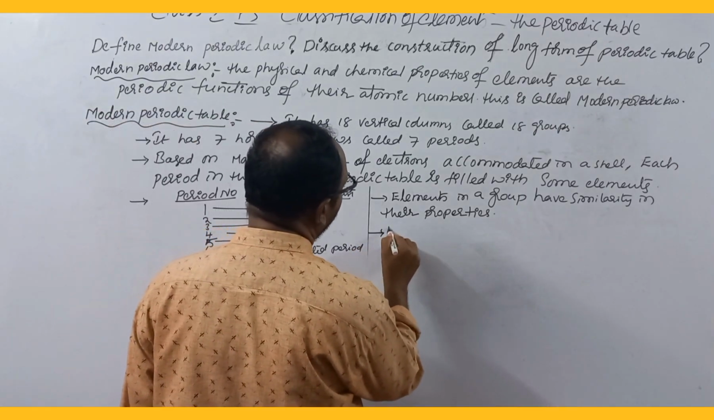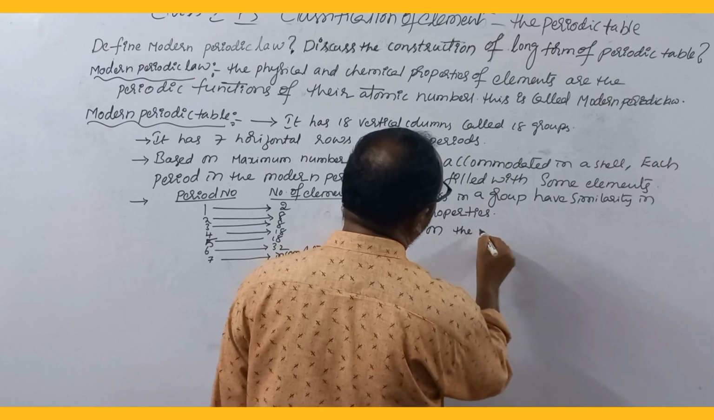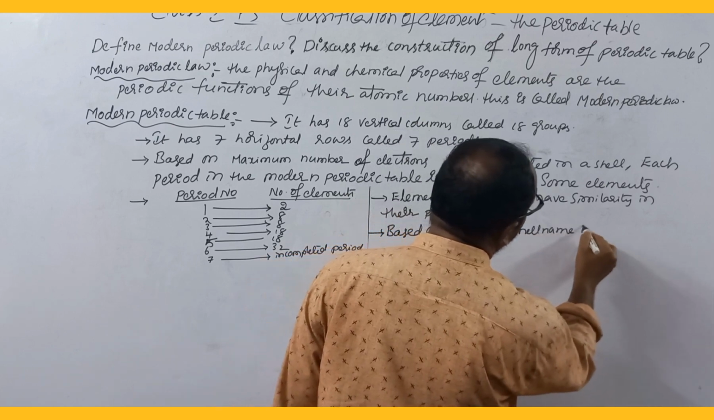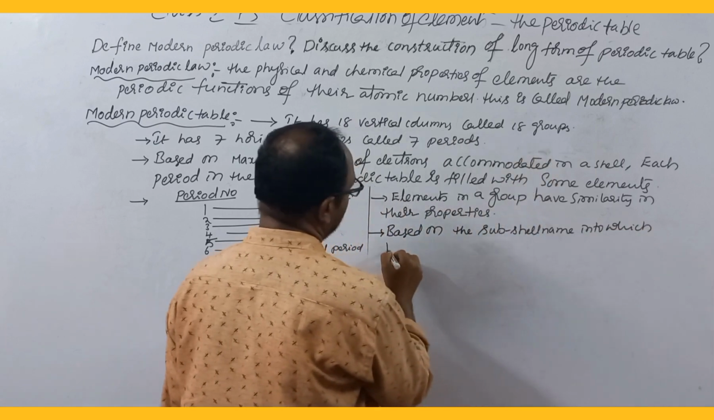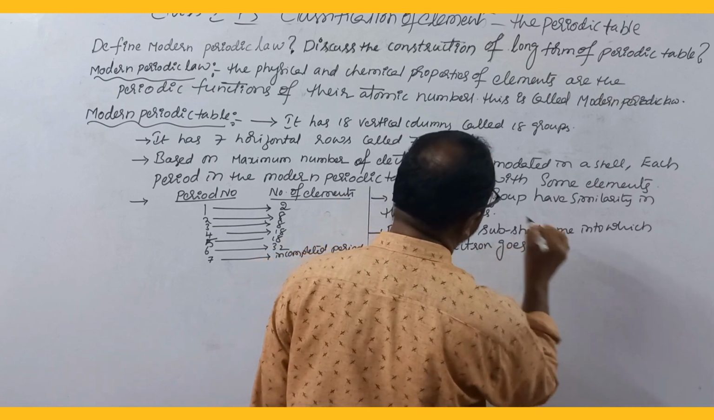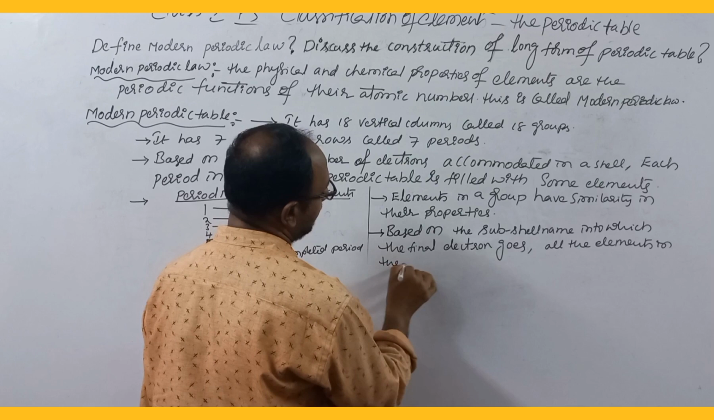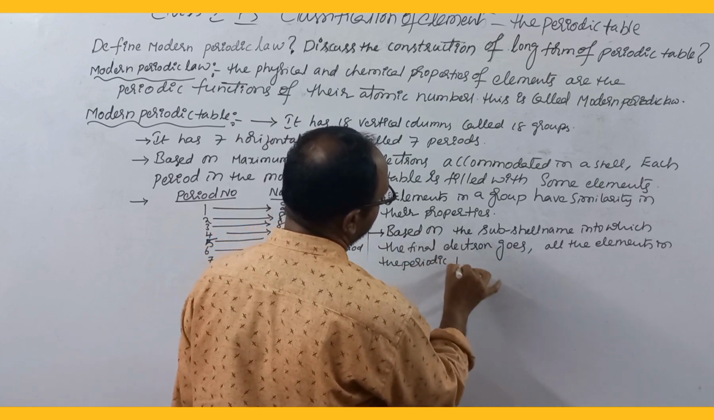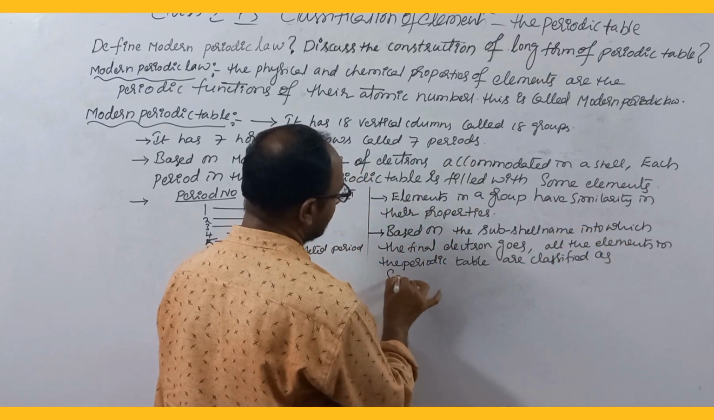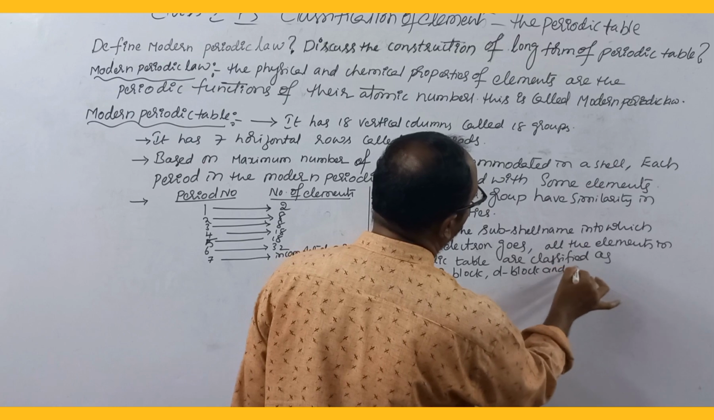Next, based on the subshell name into which the differentiating electron or final electron goes, all the elements in the periodic table are classified as S block, P block, D block and F block elements.